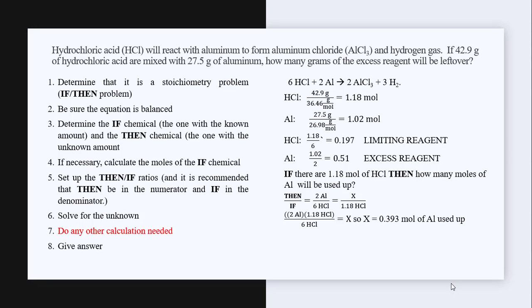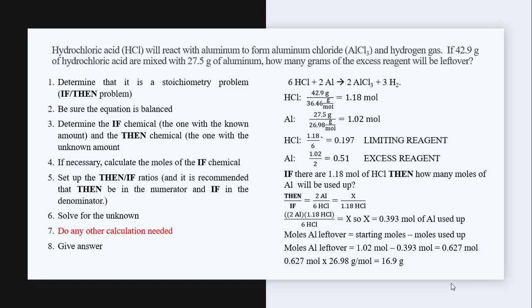Do any other calculations needed? The question asks for grams of the aluminum that are left over. Well, the moles of aluminum left over equals the starting moles minus the moles used up. Plug in the values, you get 0.627 moles of aluminum left over. Once again, we want grams. So you take the number of moles, multiply it by the molar mass of aluminum, you get 16.9 grams.